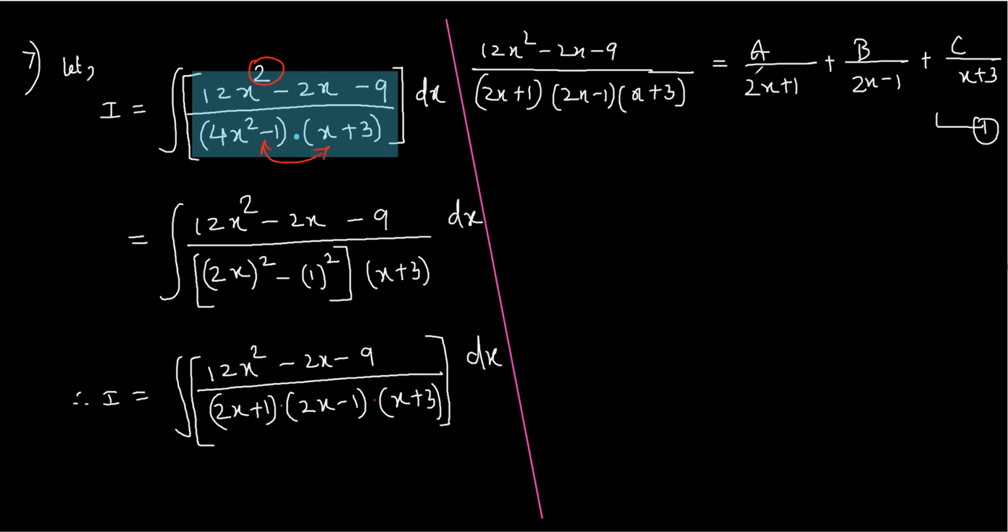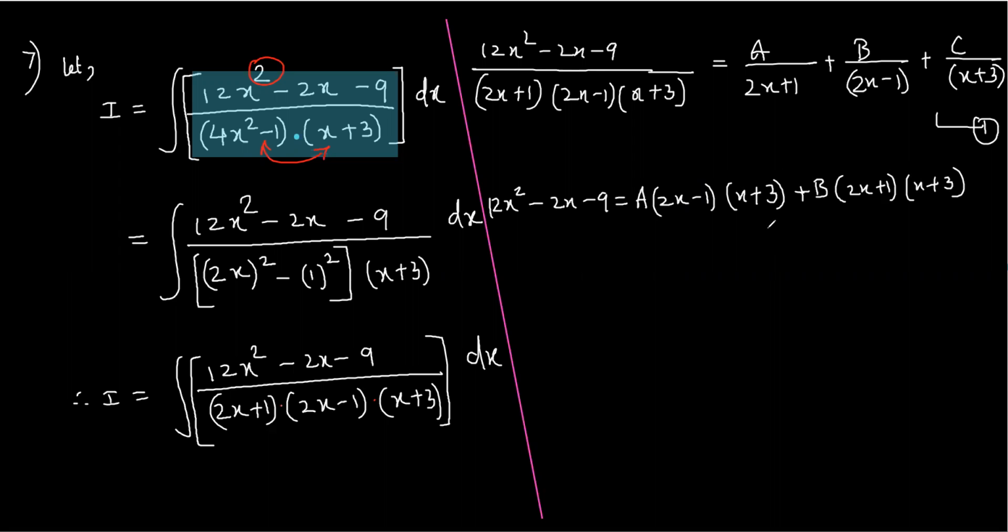Now, as we have done in the earlier problems, you will take LCM and then you will get an identity. So after taking LCM, the identity that you will get is 12x square minus 2x minus 9 equals a multiplied with the denominators of b and c, that is 2x minus 1 into x plus 3, then b multiplied with the denominators of a and c, 2x plus 1 into x plus 3, and c multiplied with the denominators of a and b, 2x plus 1 and 2x minus 1.